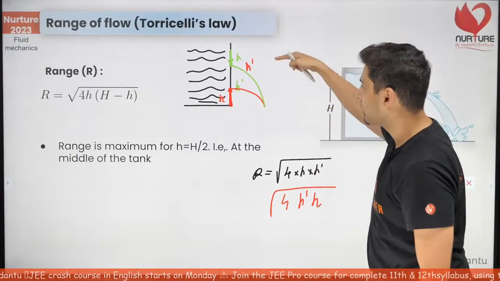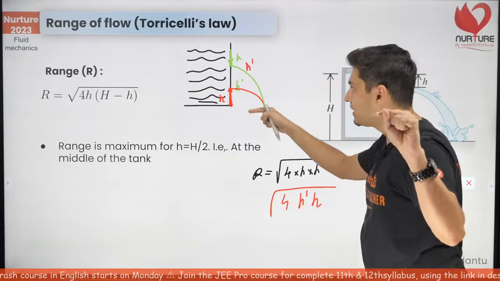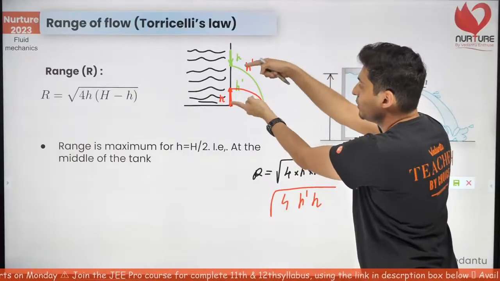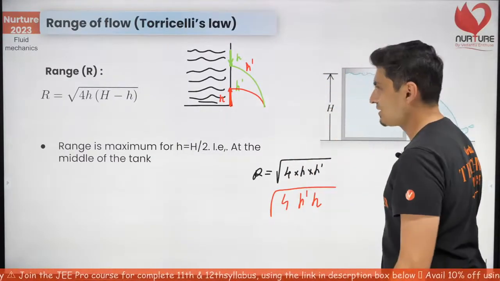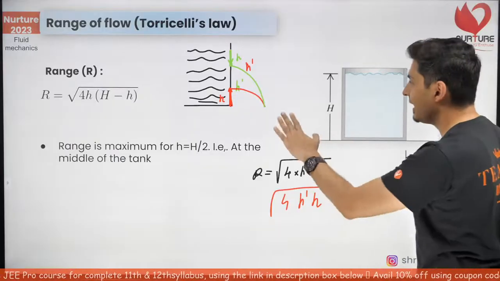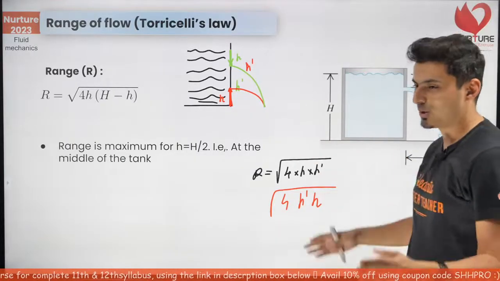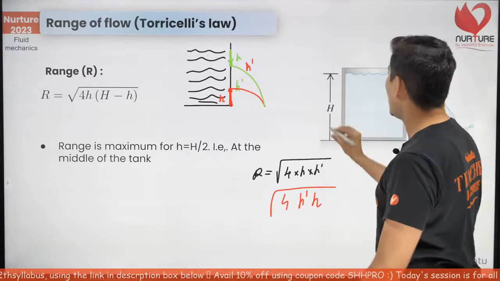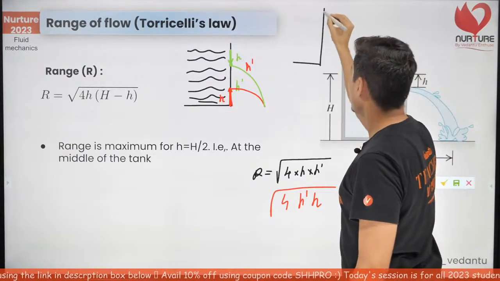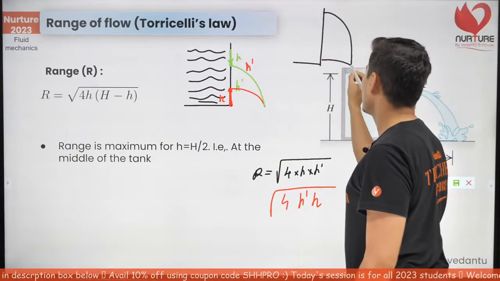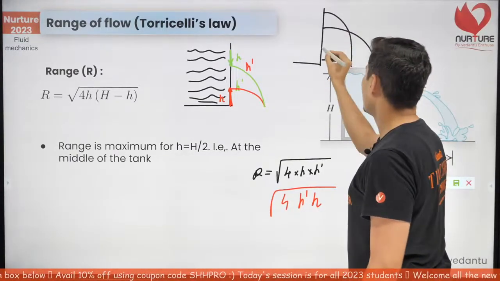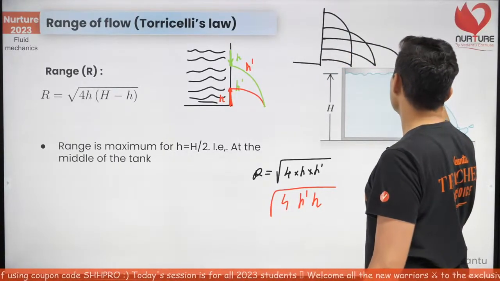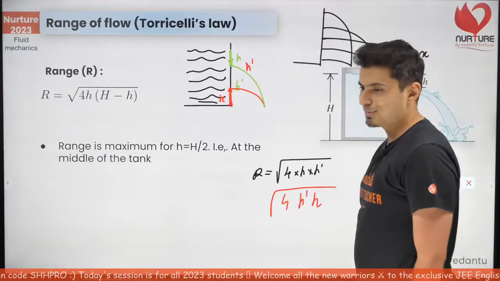So if you drill a hole from the top at some height and you drill a hole from the bottom at the same height from the bottom, you will see the motion will have the same range. Just like projectile motion, for complementary angles the range was the same. If you draw the different scenarios, when you drill the hole at the exact center, the range is basically maximum. That's what happens.